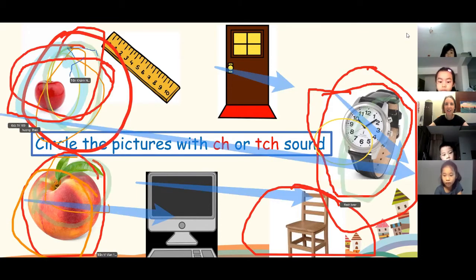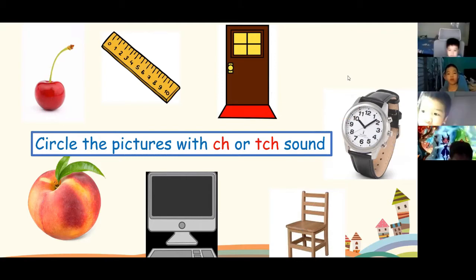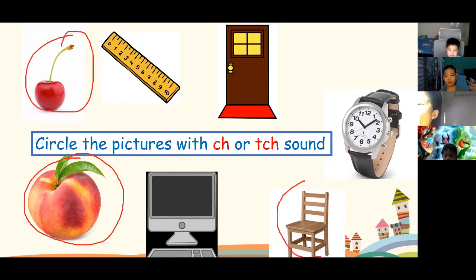5 seconds left. 5, 4, 3, 2, 1. Okay, finished. Let's take away some of the scribbles. And who can tell me the answer? Which pictures have ch sound? Antu, can you help me? Peach. Peach, well done. Another one? Cherry. Any more? Chair. Any more? No more?